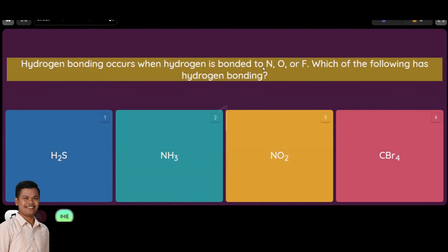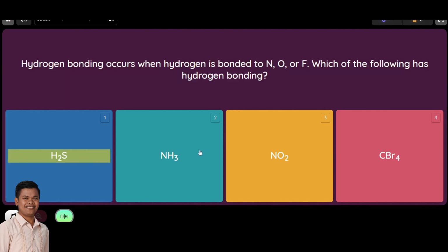Question: hydrogen bonding occurs when hydrogen is bonded to N, O, or F. Which of the following has hydrogen bonding? Option 1, H2S. Option 2, NH3. Option 3, NO2. Option 4, CBr4.